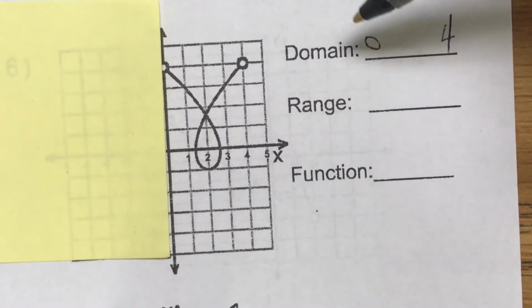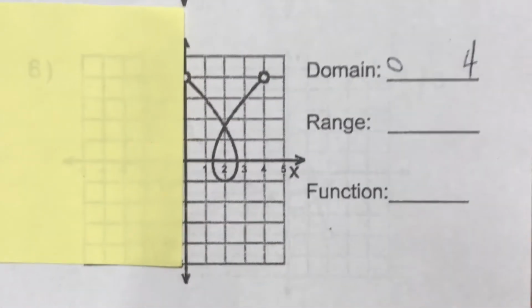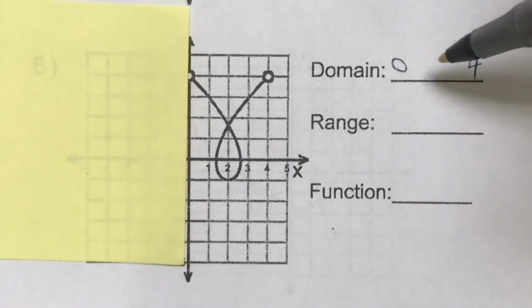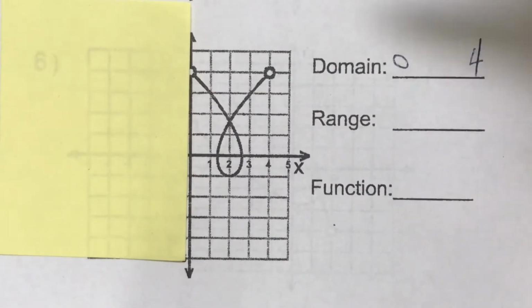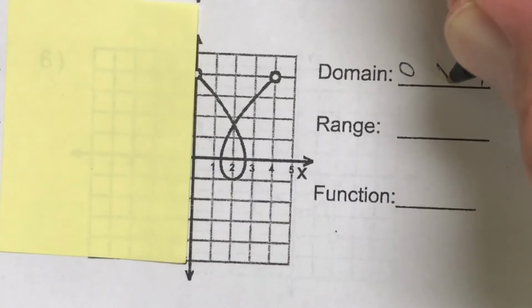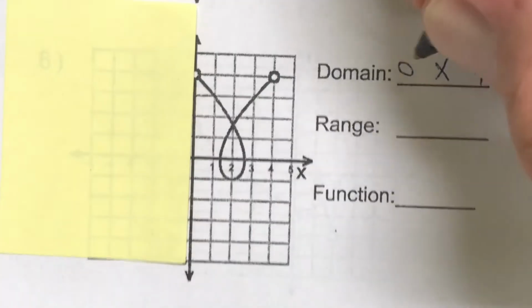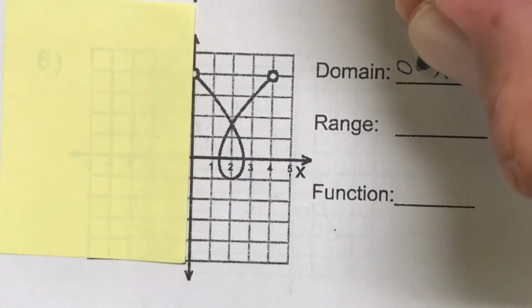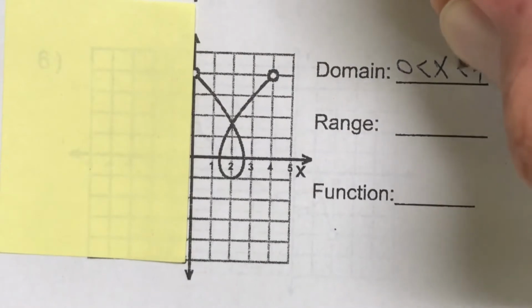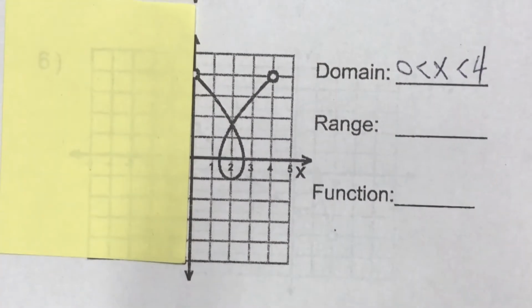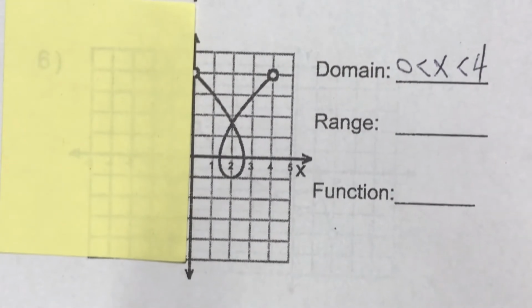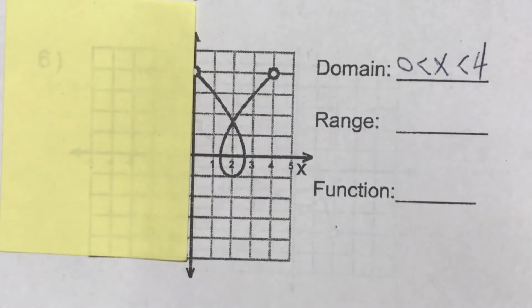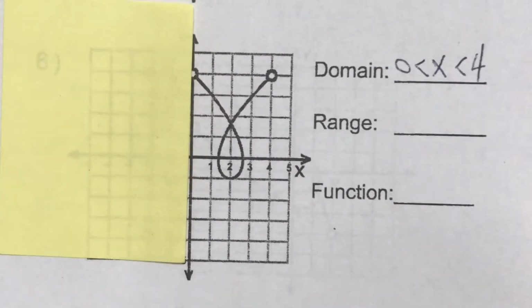And now once I know my smallest and my largest number, all I have to do is fill in the middle, talking about the domain, so that we're talking about the x values. And then all of the x values will be bigger than 0, but smaller than 4. So that's how I represent that, just like we talked about on our notes. Now let's do the range.